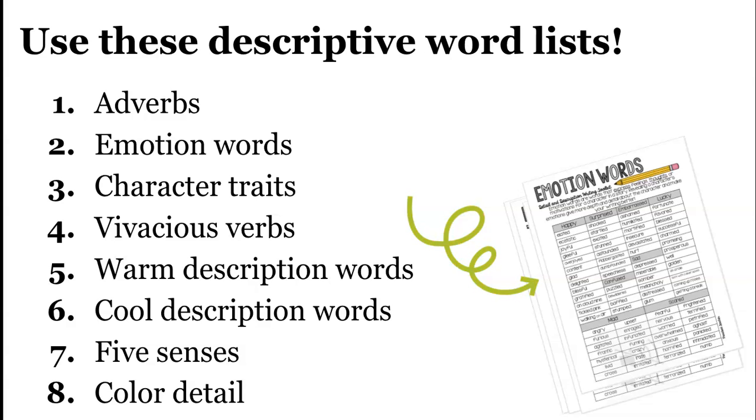And then the opposite of that is cool description words, right? That's where we have a negative tone. So instead of saying someone is upset, you might say they are saddened, frustrated, or insulted. And then we have the 5 senses. I'm going to come on to that again in a minute. And then lastly, we have a list of color details, which is instead of saying orange, to give you a better word to describe what this orange looks like.